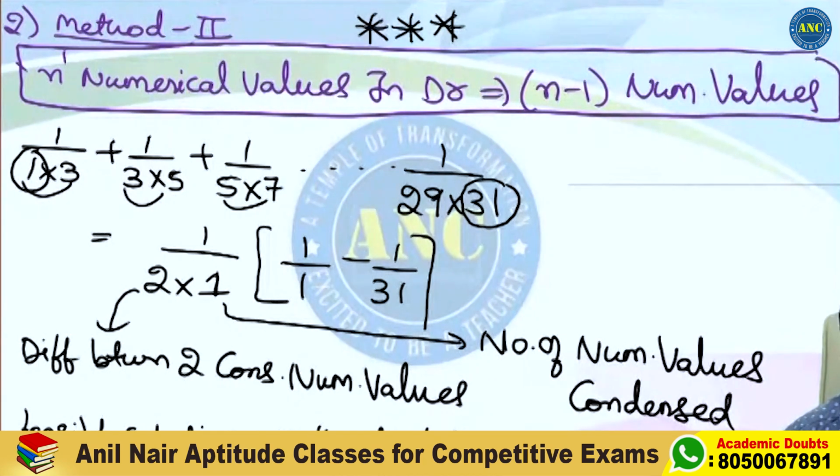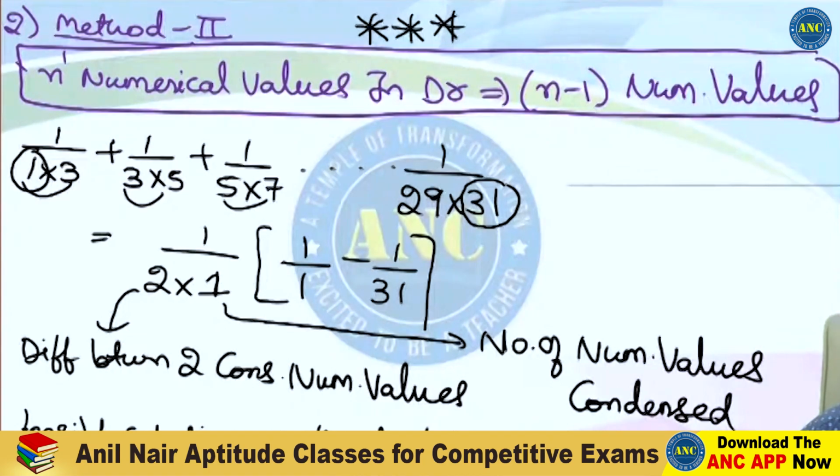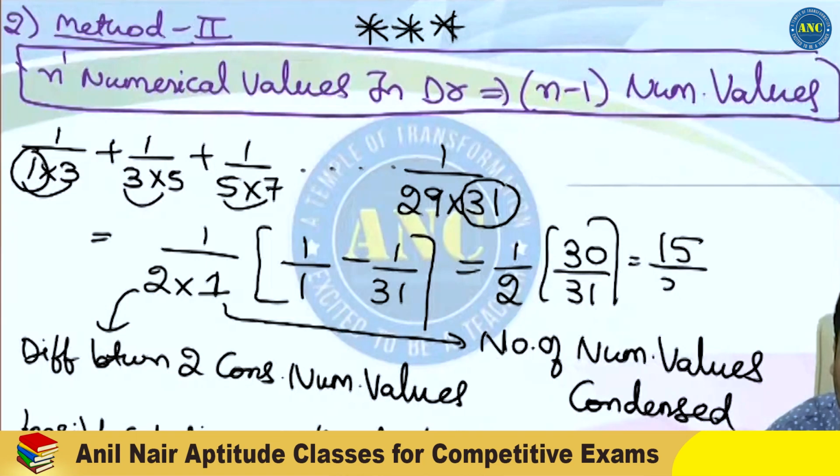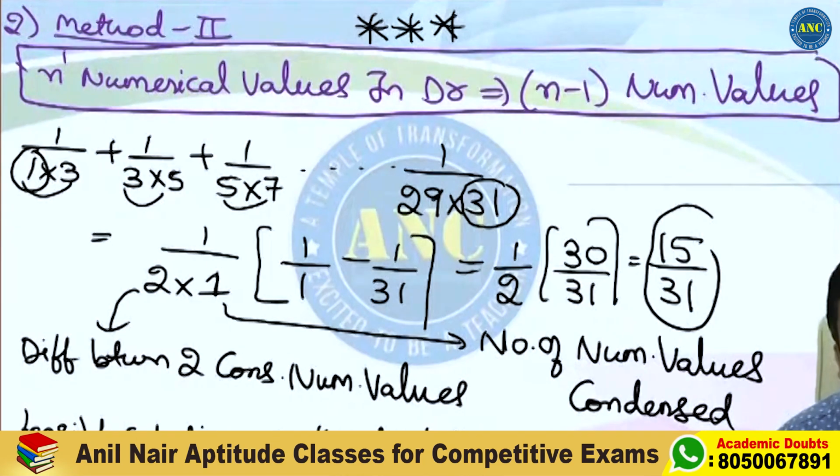If there are two numerical values in denominator, n is 2, it is optimized to 2 minus 1, that is 1. Two numerical values are condensed to one numerical value. 1 by 1 minus 1 by 31. So 1 by 2 into 30 by 31. Answer is nothing but 15 by 31.